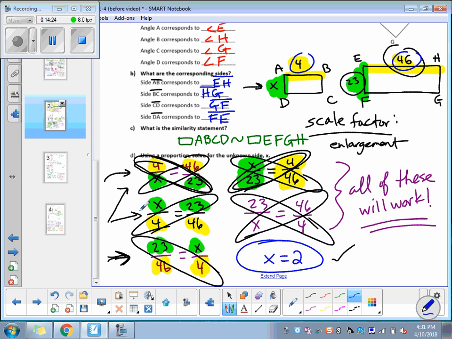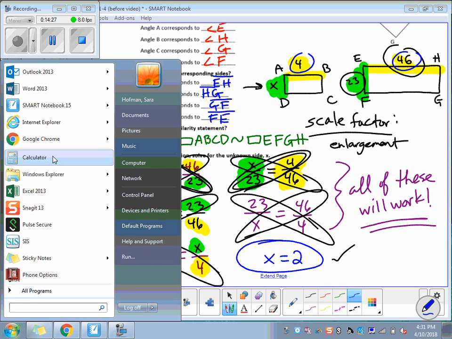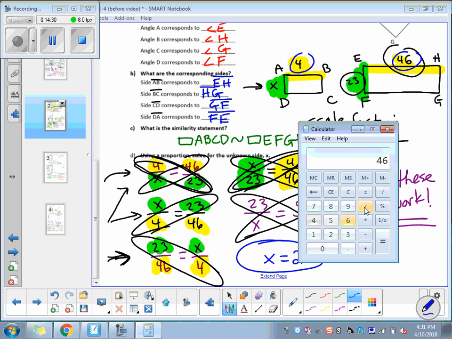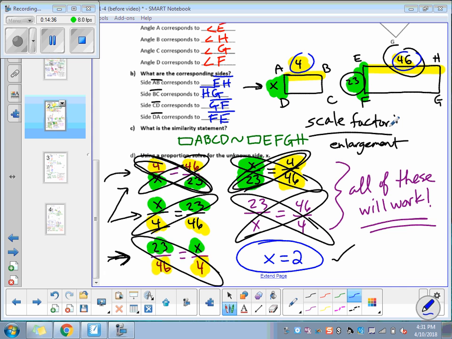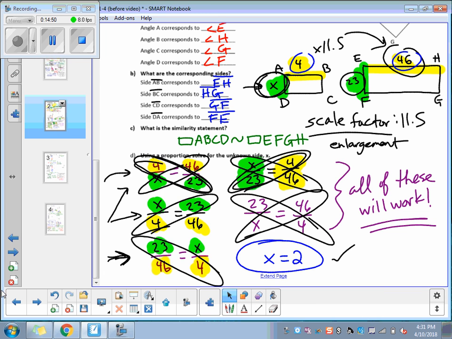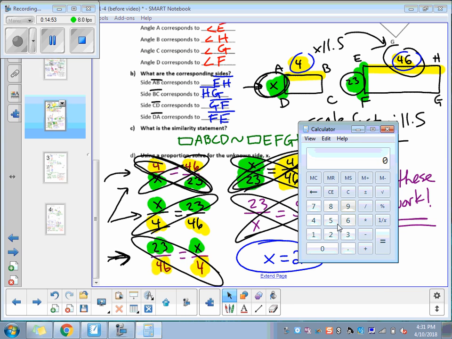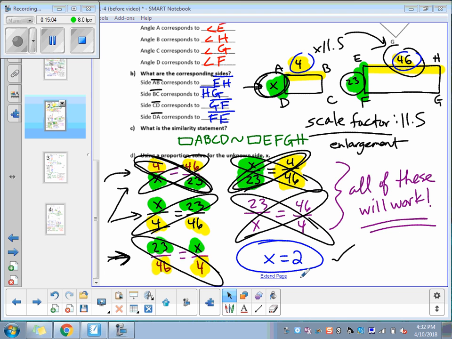And in fact, let's take the calculator. So the scale factor is 11.5. So times 11.5 is how we got that. So some number out there times 11.5 would be 23. To figure that out, we can simply take the 23 and divide it by that scale factor. Boom, x equals 2. So that is a method for some of you who prefer scale factor.